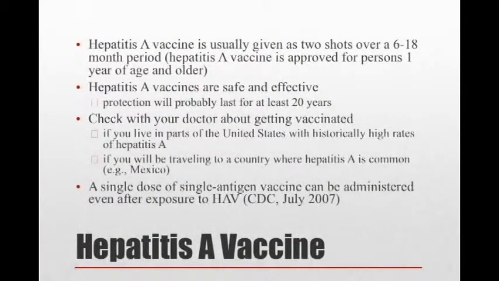There is a vaccine for hepatitis A. It is usually given as 2 shots over a 6 to 18-month period, and it's approved for persons over 1 year of age. It will probably last at least 20 years. I found varying estimates as to how long it lasts, but 20 to 25 was the average. Check with your doctor about getting vaccinated.